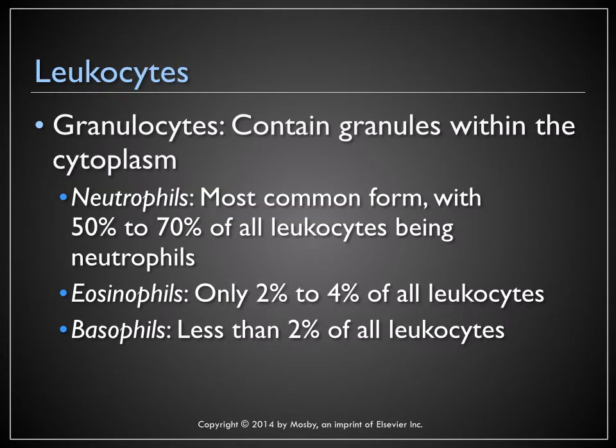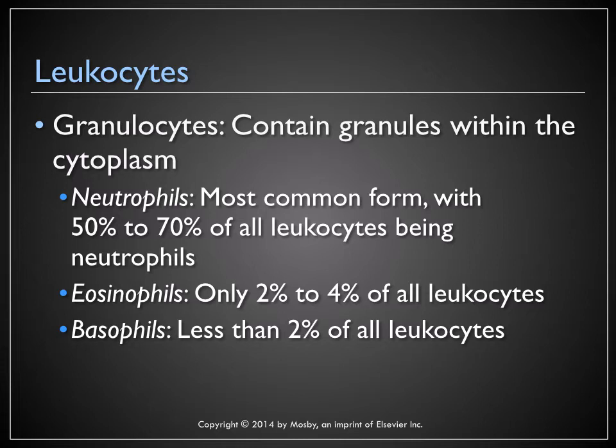If we look in detail, the primary function of the granulocytes is phagocytosis, a process by which WBCs engulf or ingest any unwanted organism and then digest and kill it. I don't need to explain much about phagocytosis. You have been learning it since you took your prerequisites for nursing school. Neutrophils are the most common form, with 50 to 70% of all leukocytes. Eosinophils are only 2 to 4%, and basophils are less than 2% of all leukocytes.